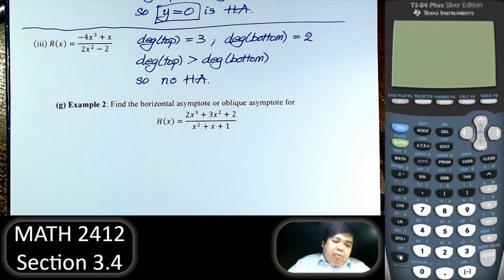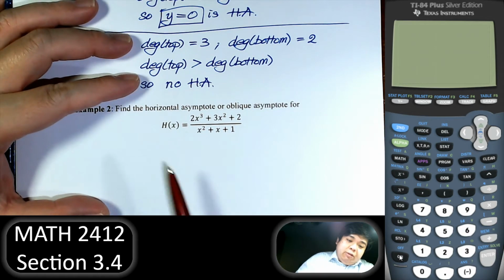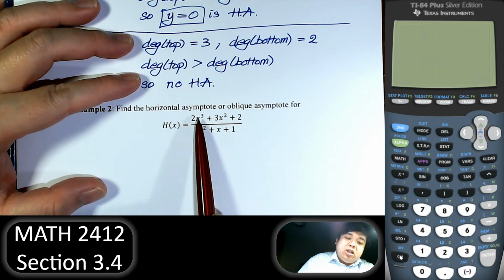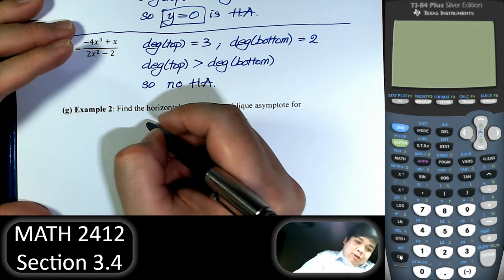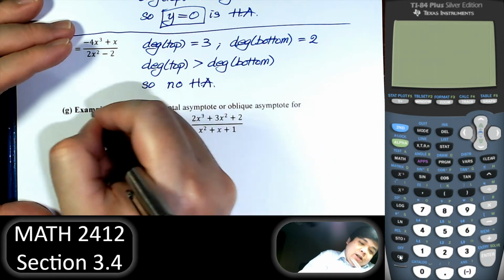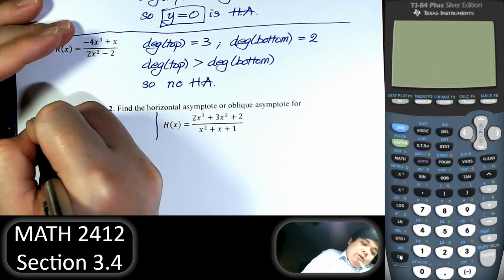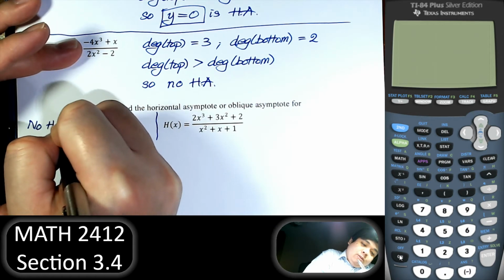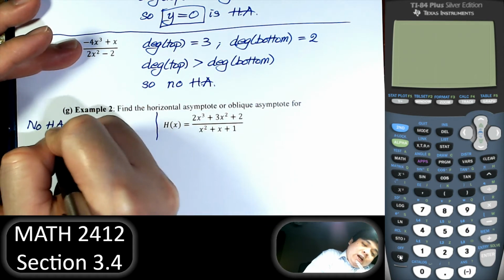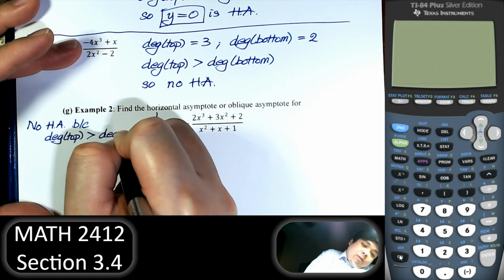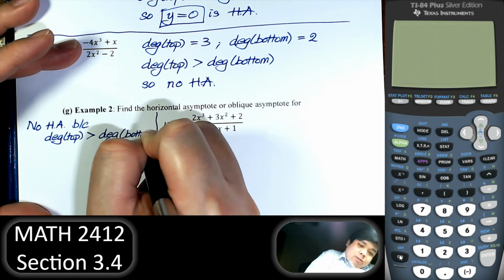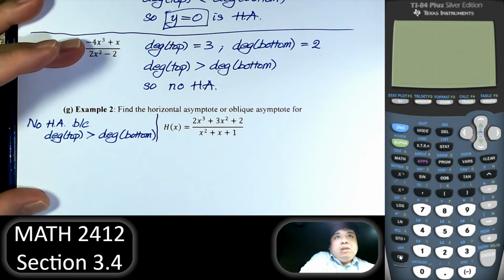The oblique asymptote, or the slant asymptote, is a little more difficult. First of all, the degree on top is 3 and the degree at the bottom is 2. In this case, there is no horizontal asymptote, because the degree on top is bigger than the degree at the bottom. Simple as that.